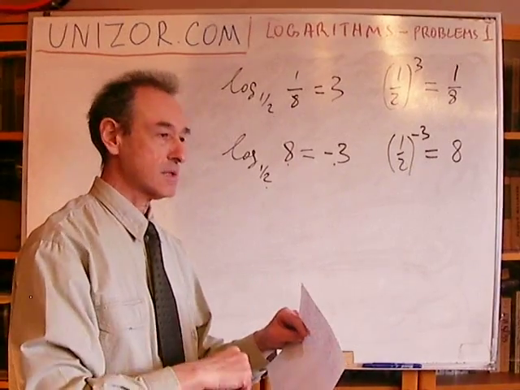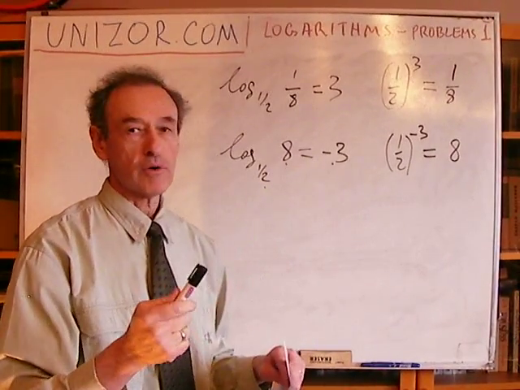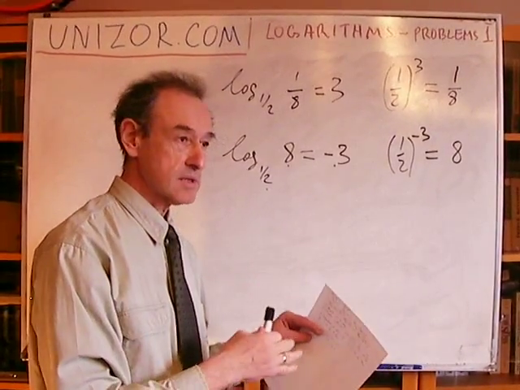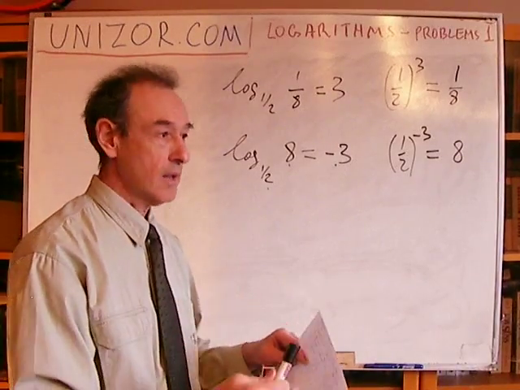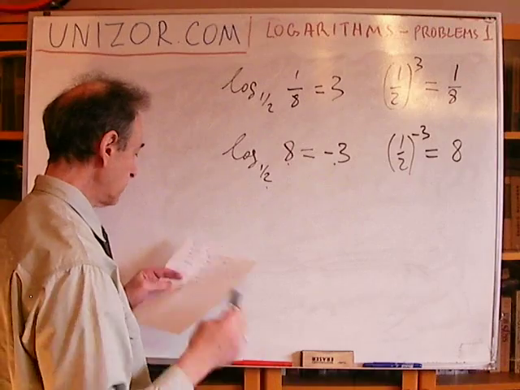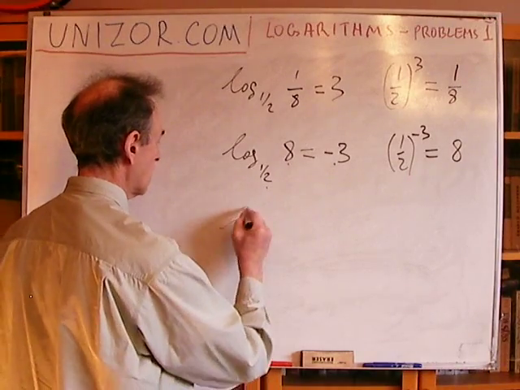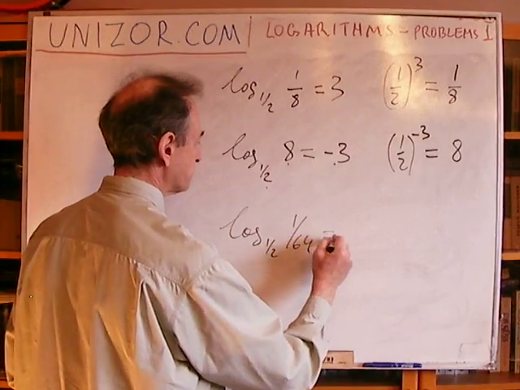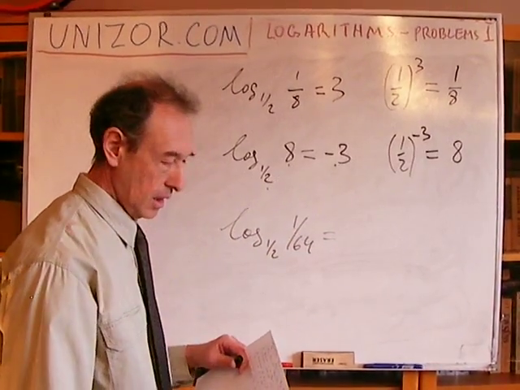If one is less than 1 and the other greater than 1, then the power should be negative. If they are the same, both less than 1 or both greater than 1, then the power should be positive. Finally, the last one in this series, log base 1/2 of 1/64.